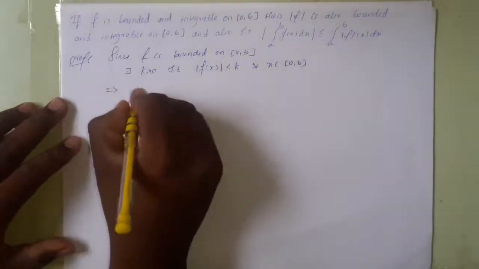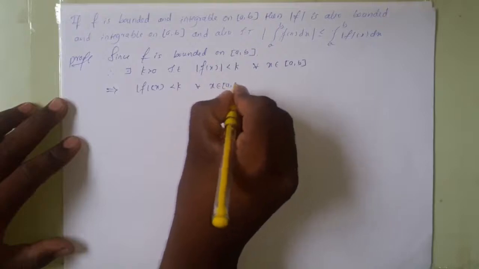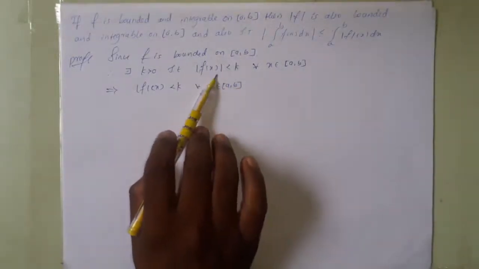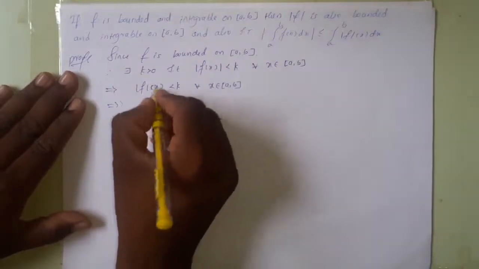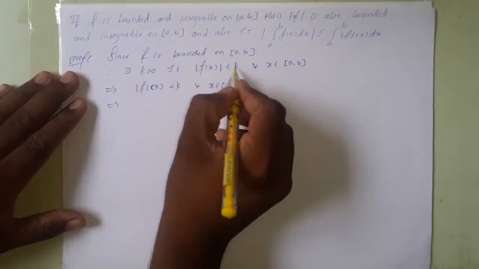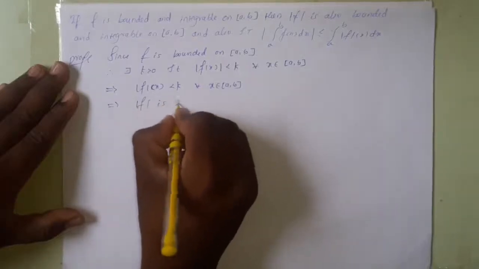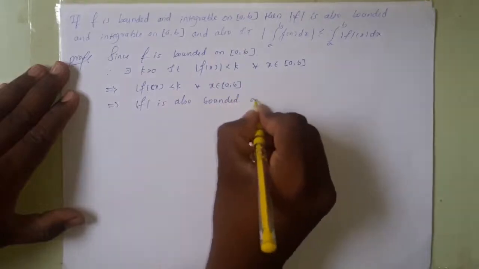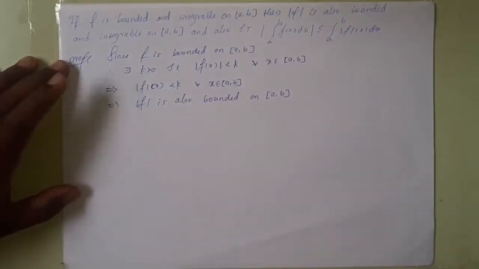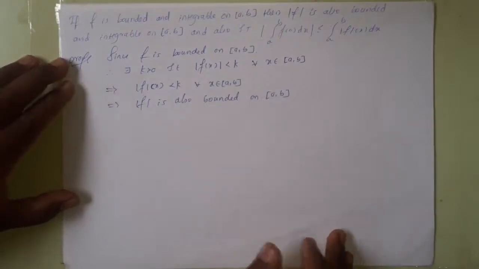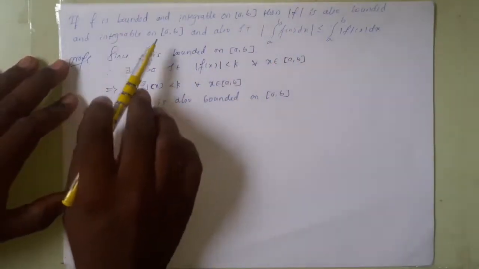Now, this can be written as ||f(x)|| is less than k for all x belonging to the closed interval [a, b]. So, here |f(x)| and ||f(x)|| are the same. Therefore, if f is bounded, then |f(x)| is less than k, which implies |f| is also bounded on the closed interval [a, b]. So, we have proved that if f is bounded, then |f| is also bounded. Then further we need to move towards proving another property, that if f is integrable, then |f| is also integrable.